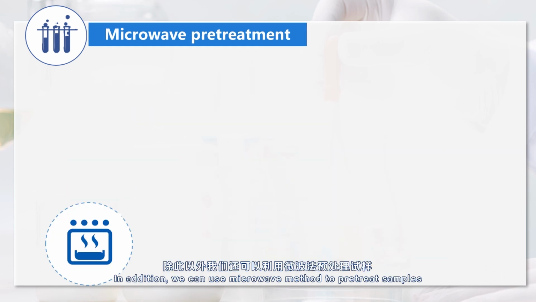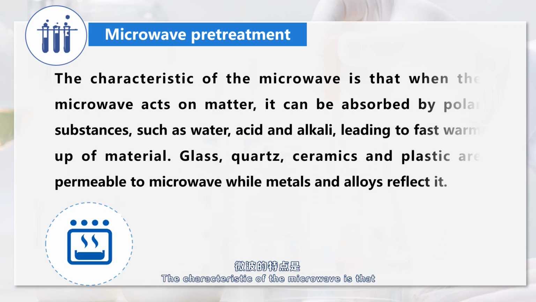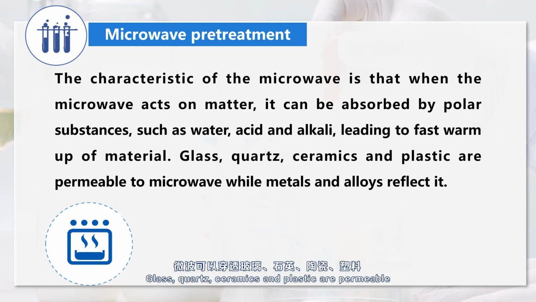In addition, we can use microwave method to pre-treat samples. The characteristic of the microwave is that when the microwave acts on matter, it can be absorbed by polar substances, such as water, acid, and alkali, leading to fast warm-up of material. Of course, ceramics and plastic are permeable to microwave, while metals and alloys reflect it.